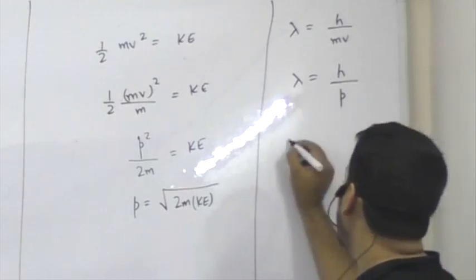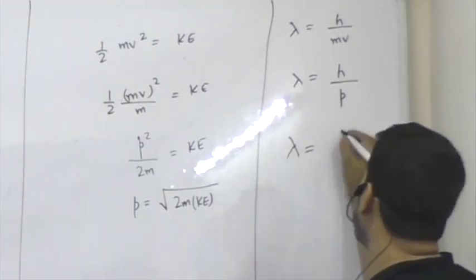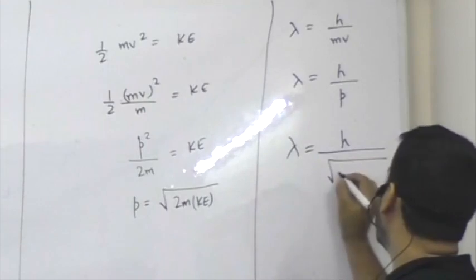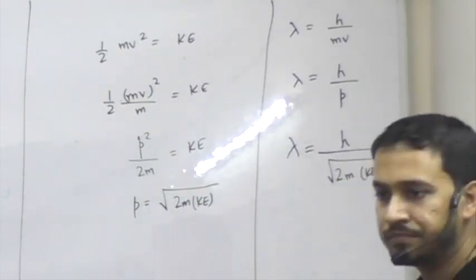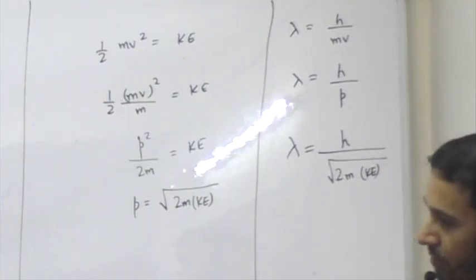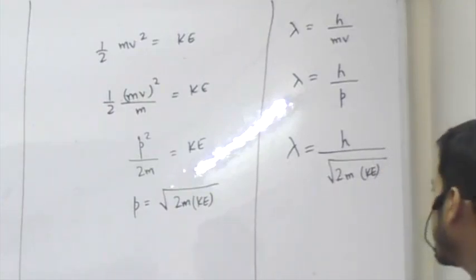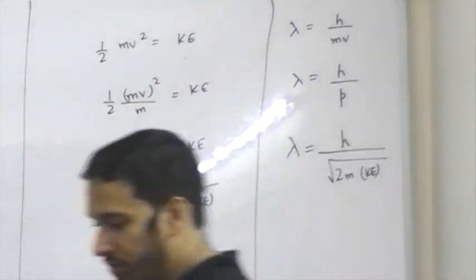So another form for de Broglie's equation is what? Lambda is equal to h upon square root of 2m times kinetic energy. This is another form for de Broglie's equation. So solve part B now, 3b.